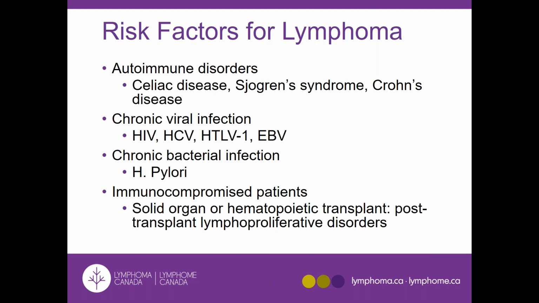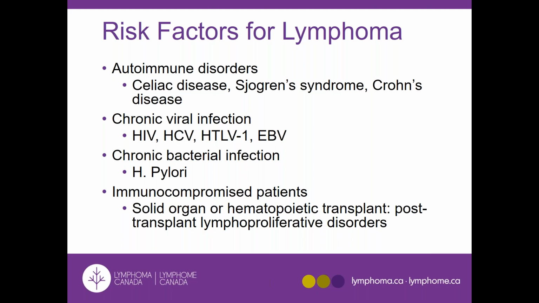So autoimmune disorders can predispose to particular lymphomas developing, for example, in the gut, so celiac disease or Crohn's disease. Sjogren's syndrome is a type of dry mouth syndrome, and that can lead to a low-grade lymphoma developing in the salivary glands, for example. Some viruses have been associated with lymphomas with a predisposition, so things like HIV or hepatitis C. H. pylori is a bacteria that can cause ulcers in the stomach, and it has also been associated with a low-grade lymphoma.